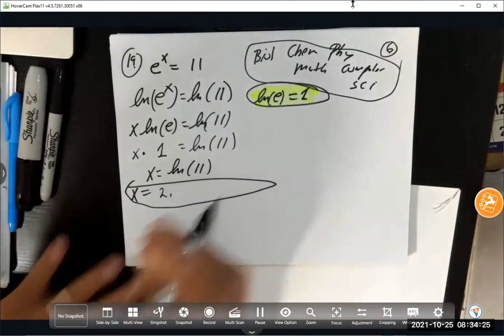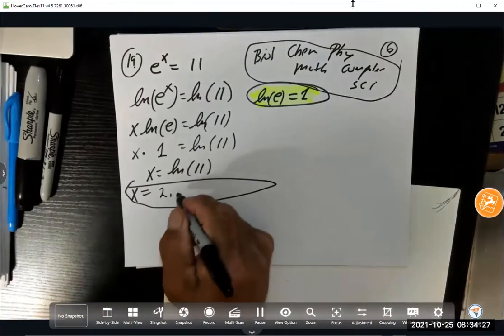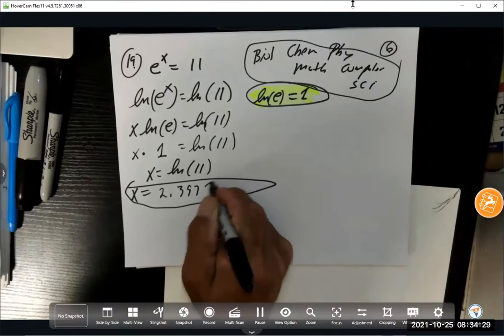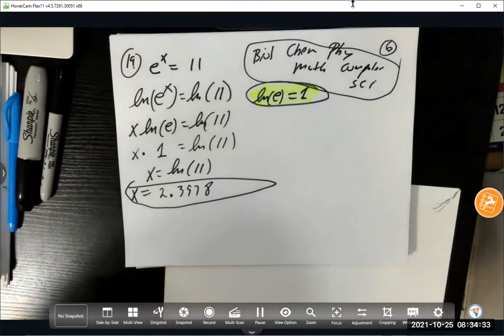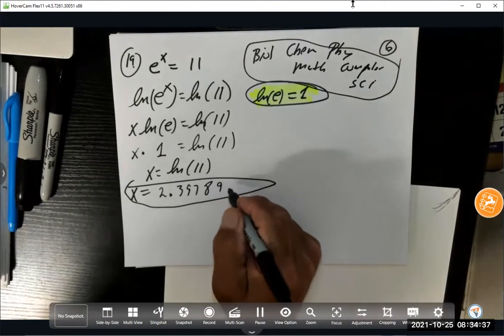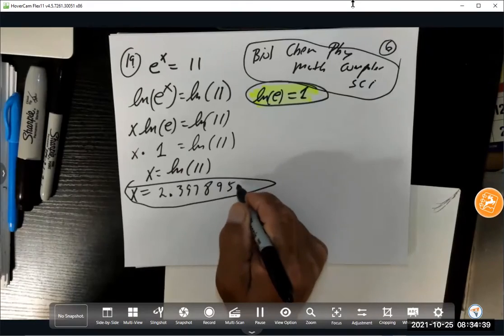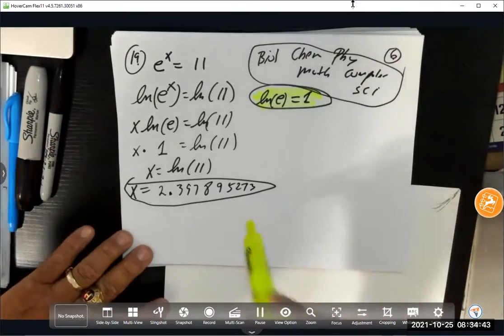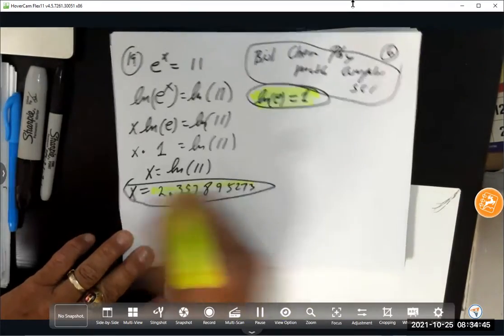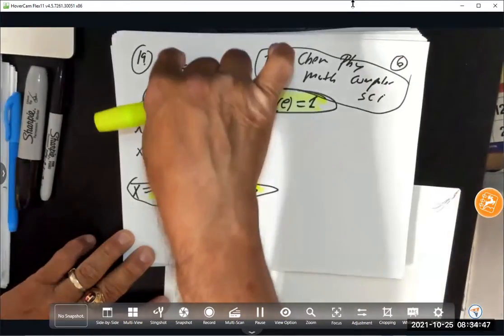I got 2.39789 and some other numbers, 5273. There it is. Right there. This number is what works up here.